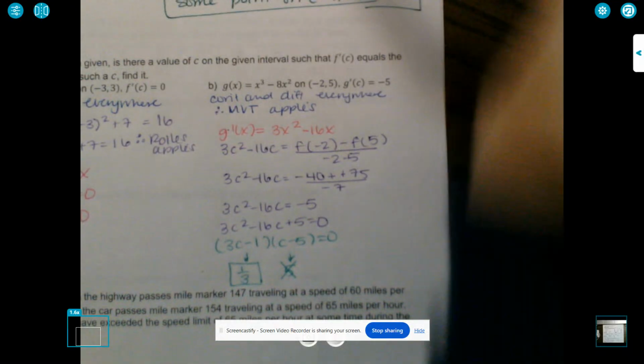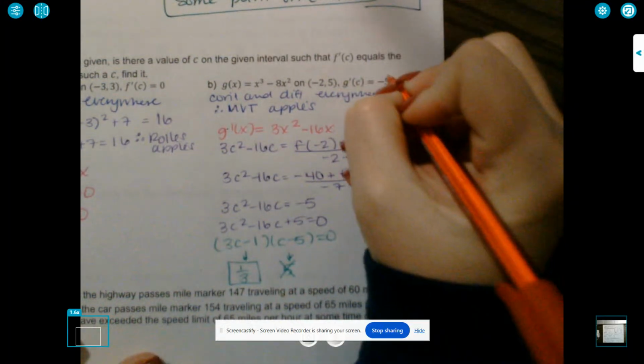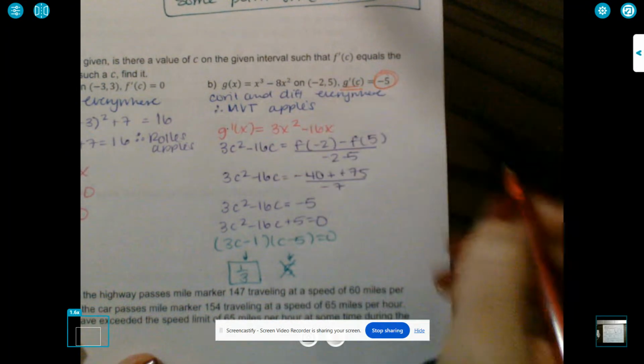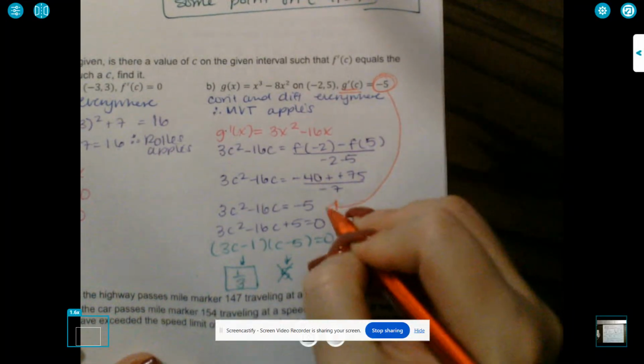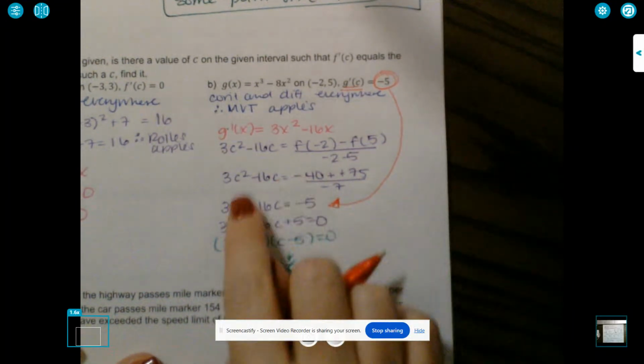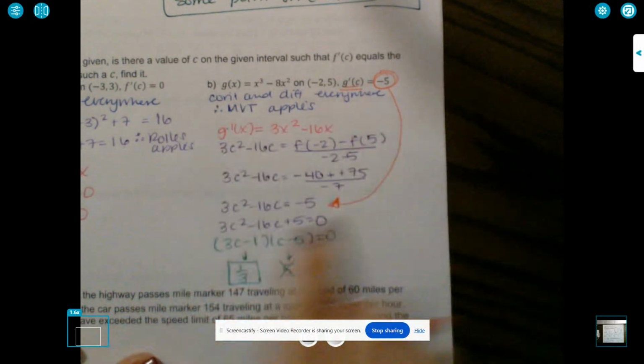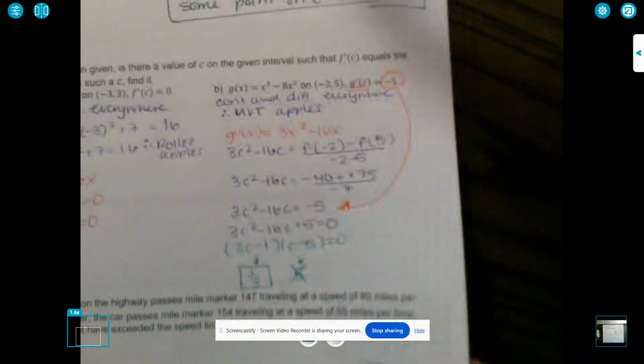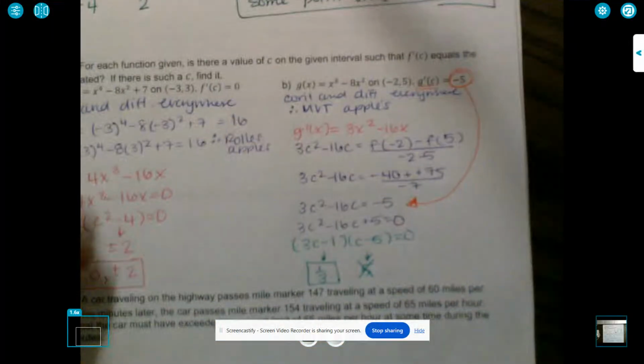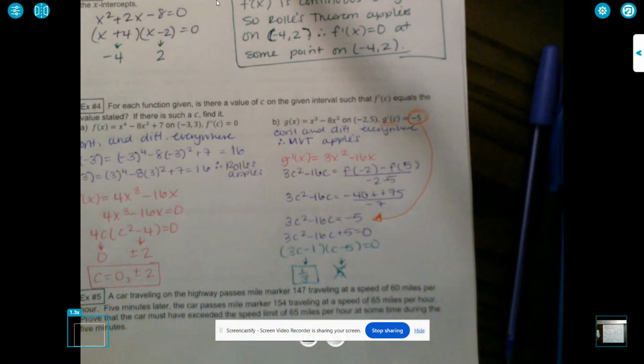And just for reference here, if you notice this is negative 5, it tells us g prime of c should equal negative 5. And that's the same value we got when we did our math. So the derivative was going to equal that; they want us to show that anyhow. Fortunately, we could have jumped down there a little earlier.